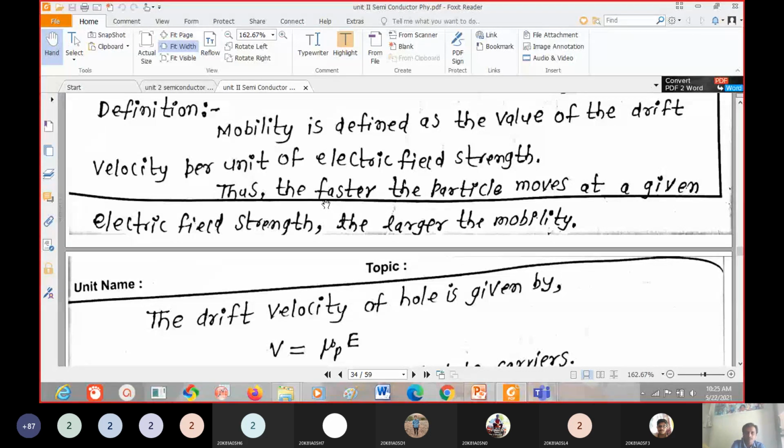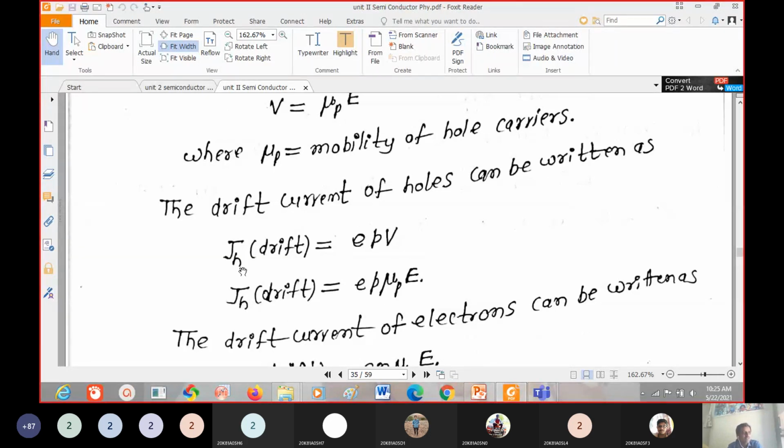Similarly, the current density is due to the drift of the holes. The drift current density of the holes, JH, is equal to e into p into V, where e is the charge of the hole and p is the number of charge carriers, that is, how many holes will be present. V is the velocity of the hole.